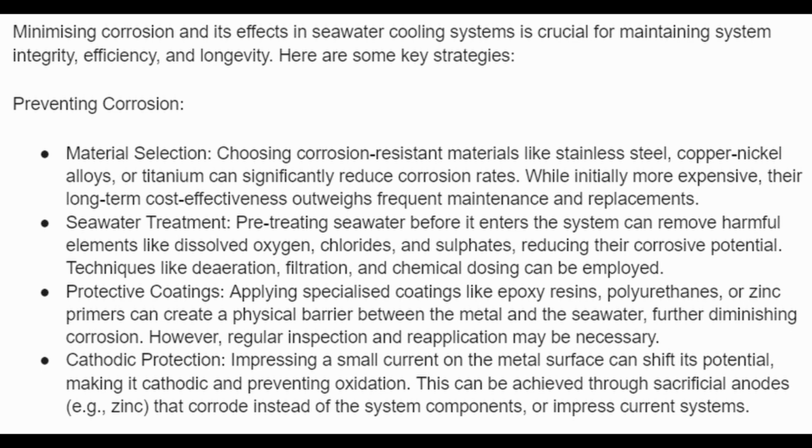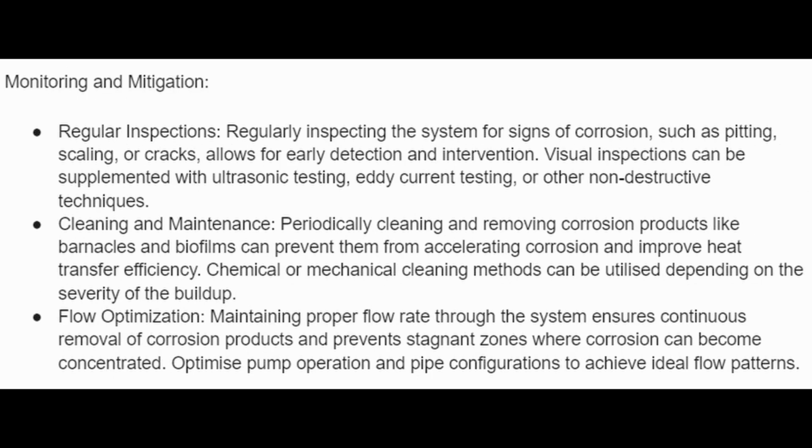Cathodic protection. Impressing a small current on the metal surface can shift its potential, making it cathodic and preventing oxidation. This can be achieved through sacrificial anodes, e.g. zinc, or an impressed current system. Regular inspection and monitoring. Regularly inspecting the system for signs of corrosion, such as pitting, scaling or cracks, allows for early detection and intervention. Visual inspections can be supplemented with ultrasonic testing, eddy current testing, or other non-destructive techniques.